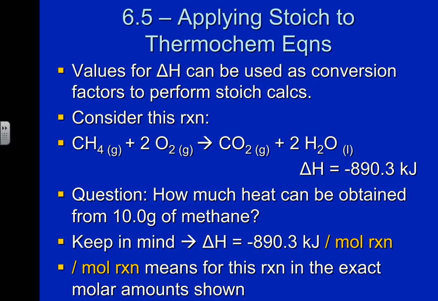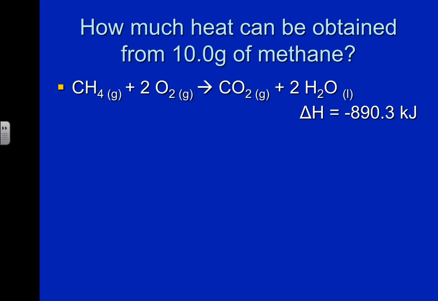So herein lies the mathematics that have to happen. And then again, this is how we can use this negative 890.3, because that value is specific to 1 mole, 2 moles, 1 mole, 2 moles, if I look at the molar ratios of the whole reaction. So let's take a look at how this works then. How much heat can be obtained from 10 grams of methane?